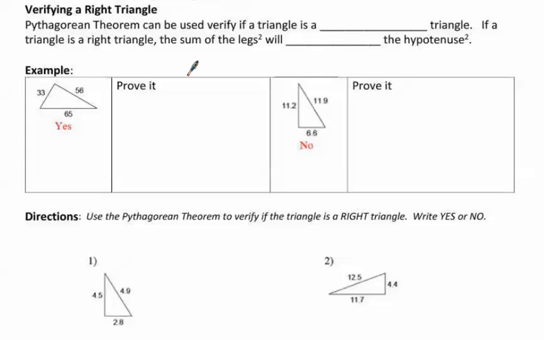Part 2 of Pythagorean Theorem, finding sides A and B. Let's talk about verifying if it's a right triangle. Pythagorean Theorem can be used to verify if a triangle is a right triangle.